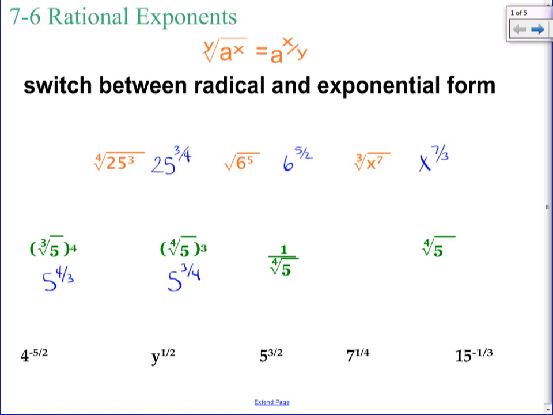And then let's look at this one. We've got 1 over 5 to the what? 1/4. Or another way to write that is 5 to the negative 1/4. So remember, negative exponents move things. So if it's on the bottom, that means it started out with a negative exponent. What's this one?